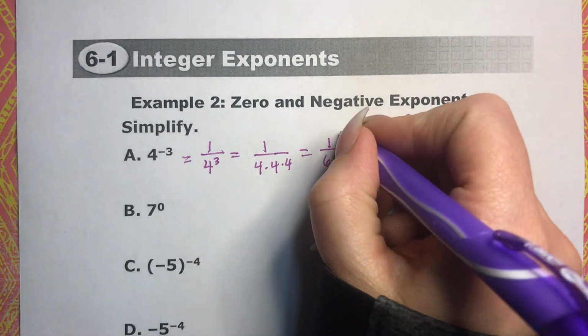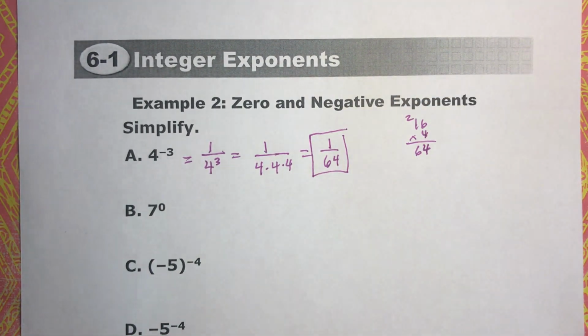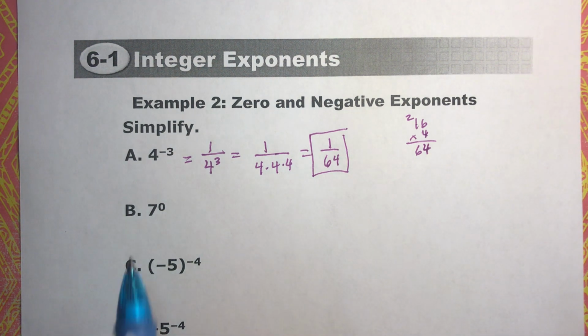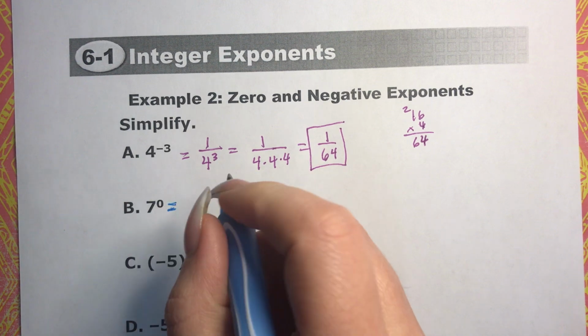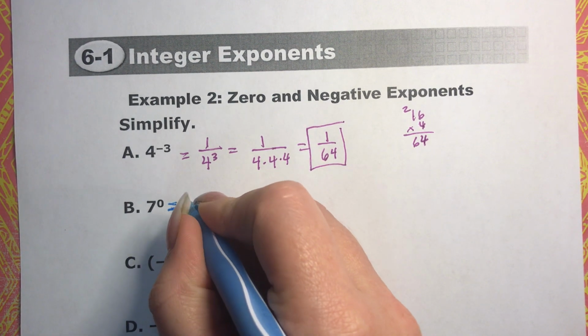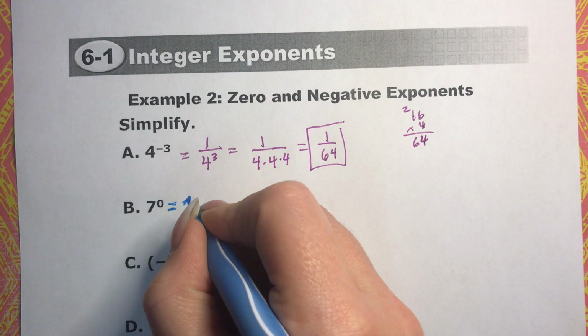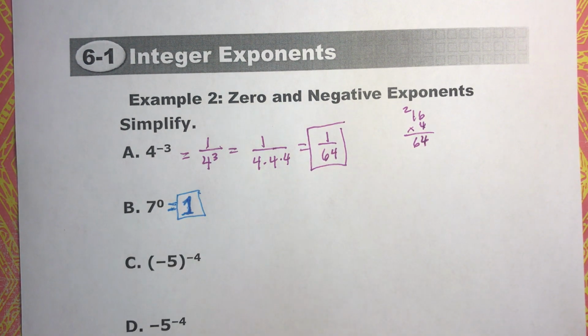Okay, anyway, so our answer, 1 divided by 64, 1/64. Perfect. Okay, the next one here, what do we have? 7 to the 0 power. Do you know what that's equal to? Anything to the 0 power is equal to 1. There we go. 1. Perfect.